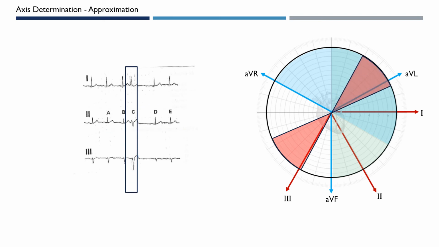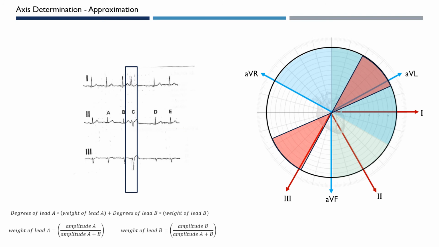So if we do the same thing where we look at our raw amplitudes, and we use the same equations where we're using the weight of one lead and its relative degrees and the weight of another lead and its relative degrees, we can calculate an approximate axis. For this example, we can use lead 1 and lead 3 because they're very clear in their depolarizations. And we can say that lead 1 is 0 degrees. Its amplitude, I counted out as 10 units. And its weight is 10 over 14 because the amplitude of 3 is 14.